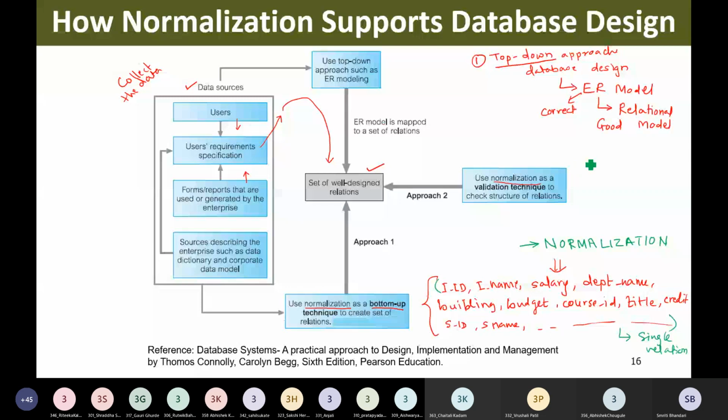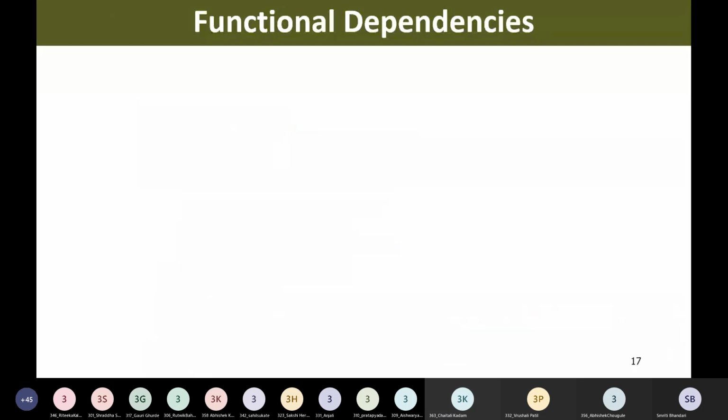Am I clear? Yes, ma'am. Fine. So let's proceed now with the concept of functional dependencies.